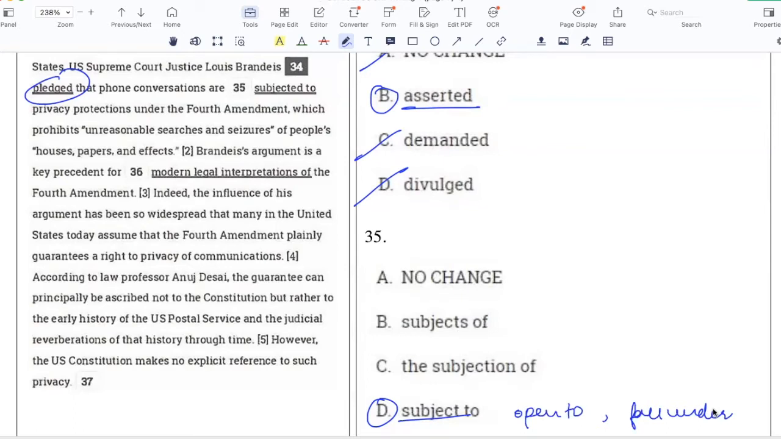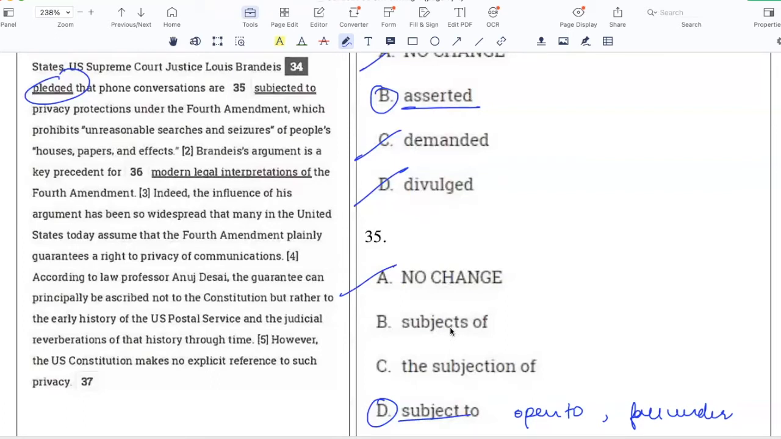Subjected to would mean to be made to undergo something. For example, the criminal was subjected to torture, right? Which is to say that the criminal was made to undergo torture. So that is different from subject to, right? Subject to is used in the case of rules and provisions, while subjected is when somebody undergoes something. So it's not A.